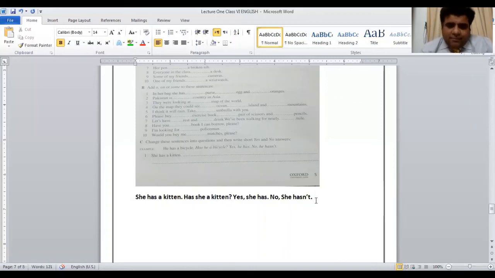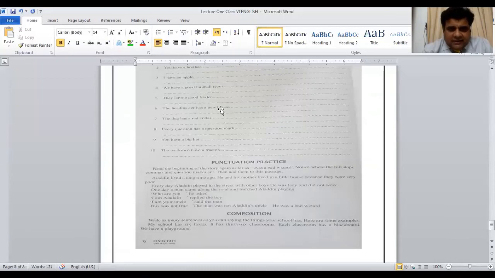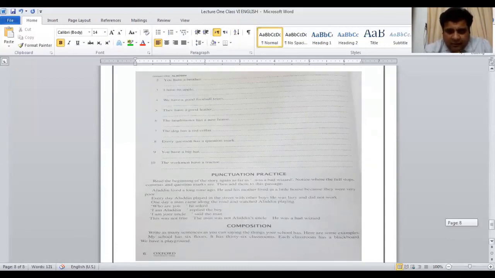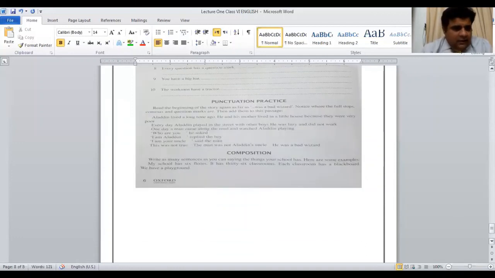So this is the exercise C, dear students, and you will see on page number 6, there are also 10 sentences like this. You have to complete it at home. Like, you have a brother. Second is, you have a brother. How to change into the question or interrogative? Have you a brother? You say yes, I have. No, I haven't. Okay. Third is, I have an apple. Have I an apple? Yes, I have. No, I haven't.